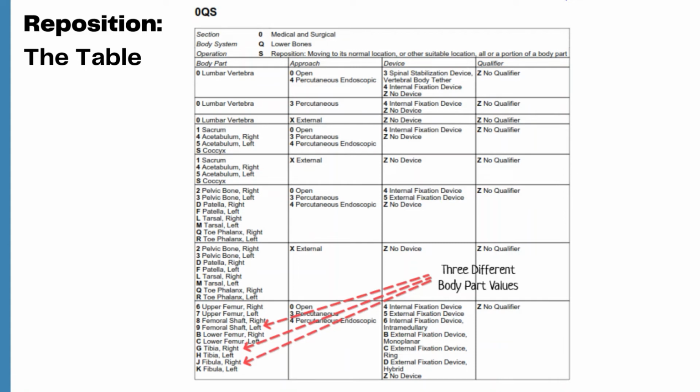The first fracture is of the shaft of the left femur, which was repaired by an open reduction with intramedullary fixation. The device value for the first fracture is 6. Both the second and third fractures, which is the tibia and fibula, were repaired with an open reduction with an external ring fixation device. So the device value for these two would be C. So basically, we need three codes because there are three different body part values.